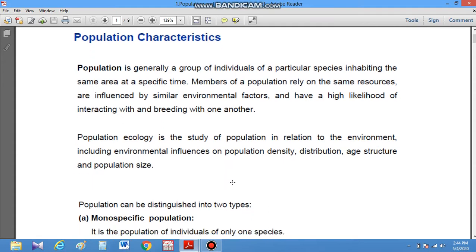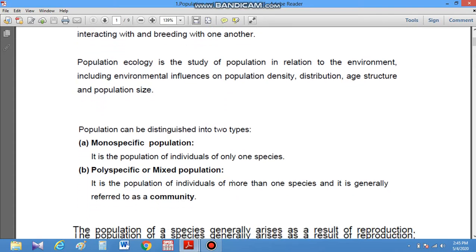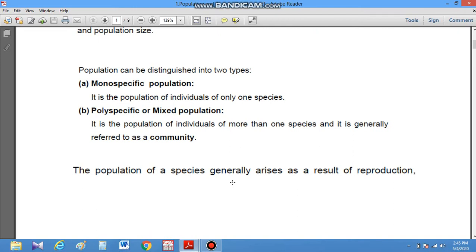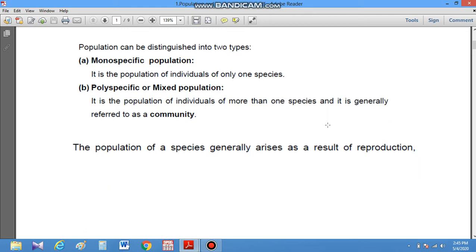Basically, there are two types of population: monospecific population or polyspecific, or you can say mixed population. In a monospecific population, there are individuals of only one species, and in a polyspecific or mixed population, there is more than one species of individuals, which is also called a community.